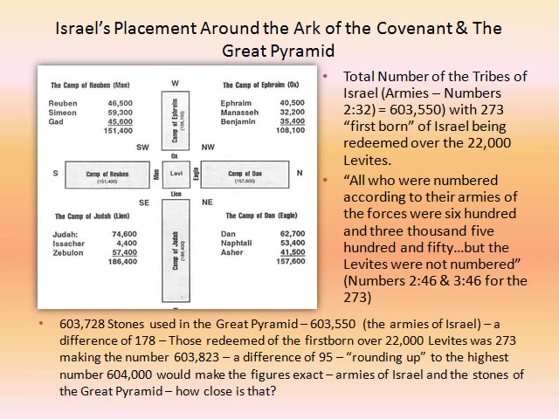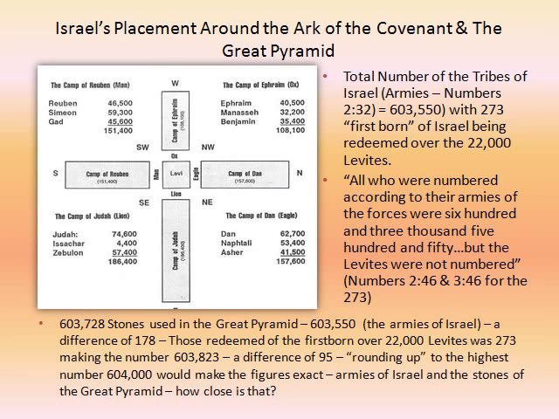The 22,000 Levites are not numbered among the 603,550, but the 273 are. All who were numbered according to their armies of the forces were 603,550. But the Levites were not numbered. Again, this is found in Numbers chapter 2, verse 46, and Numbers chapter 3, verse 46, for the 273 as well.